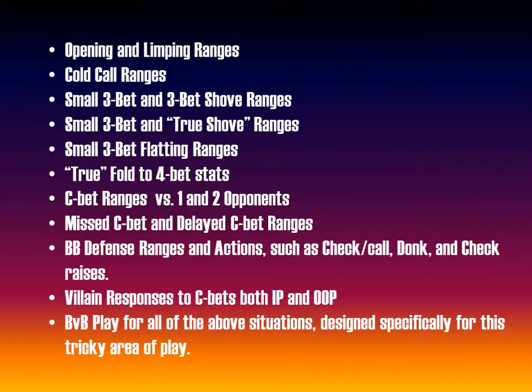So basically the kind of material that we have here, we have over 200 specific definitions. Everything is separated by position, and it is organized into special pop-ups, as you will see. So the kind of stuff that we have are opening and limping ranges, cold call ranges, all positions, small 3-bet and 3-bet shove ranges.